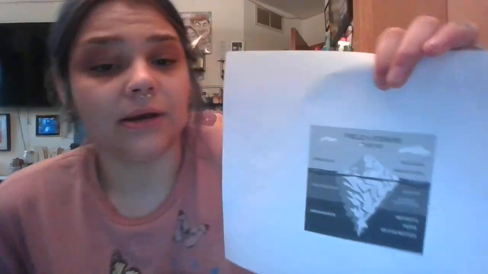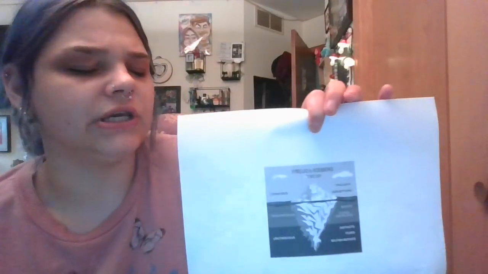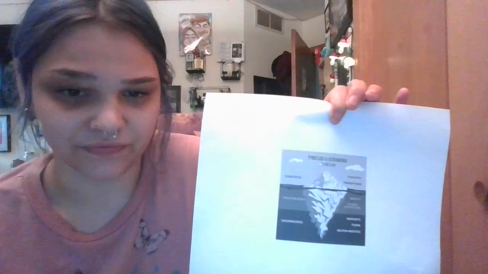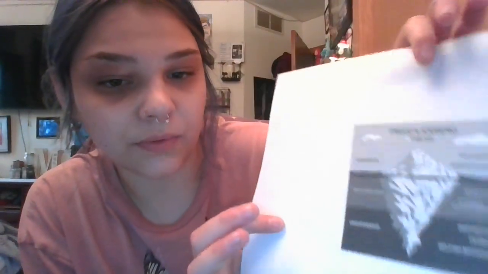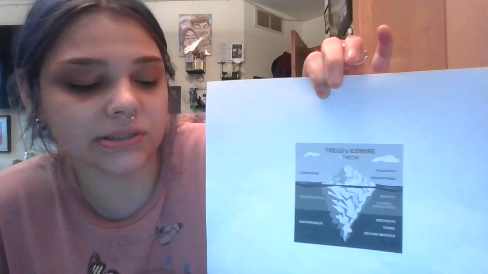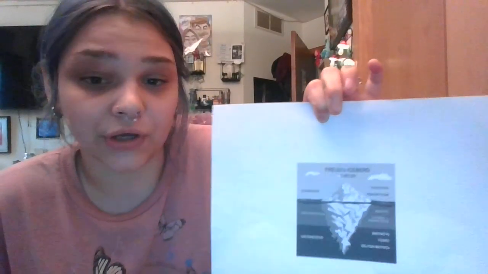A visual that I wanted to show was Sigmund Freud's iceberg theory, which explains the different levels of the human mind and how unconscious thoughts of ours can influence our behavior. The small visible portion above the water represents the conscious mind. This includes thoughts, perceptions, and awareness that we actively recognize in the current moment. These can be many things that we easily think about and can control.